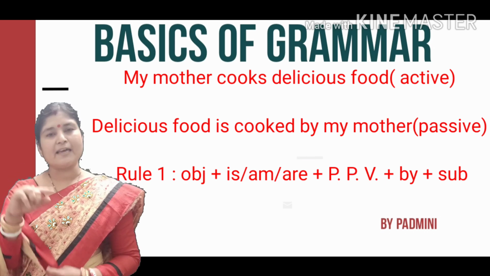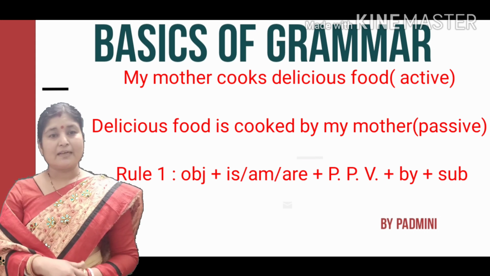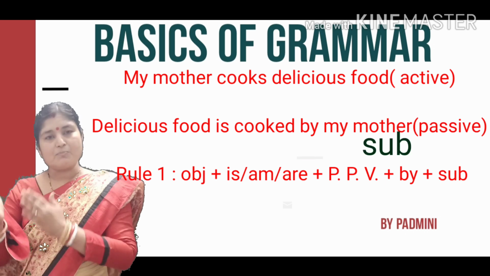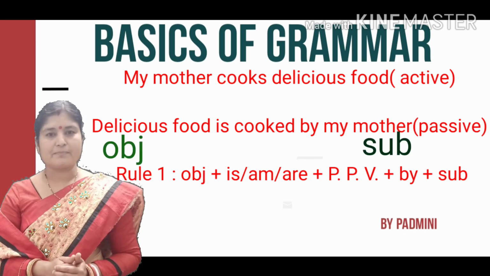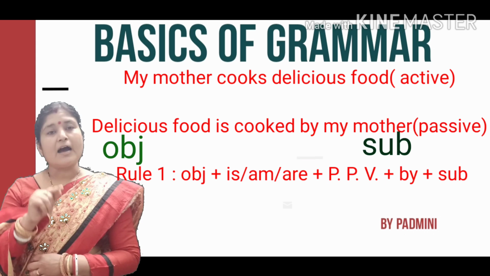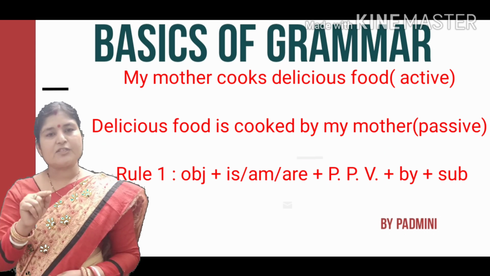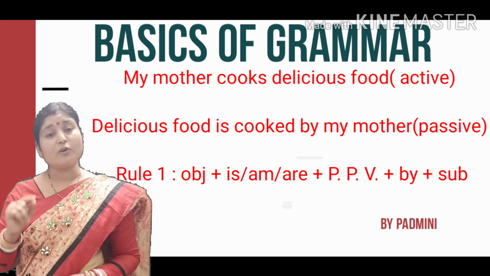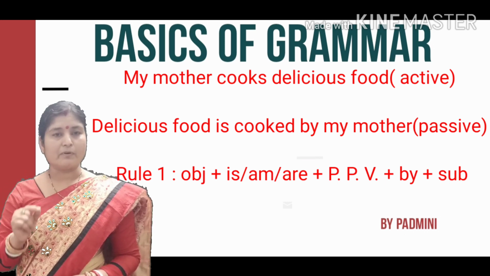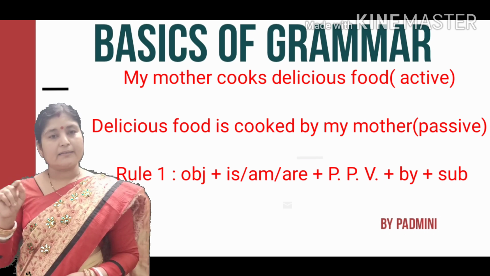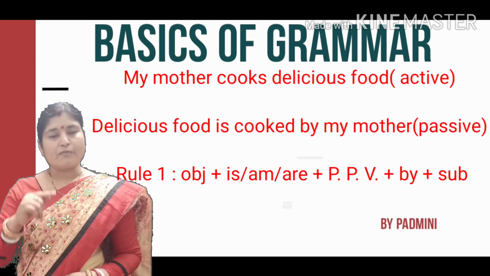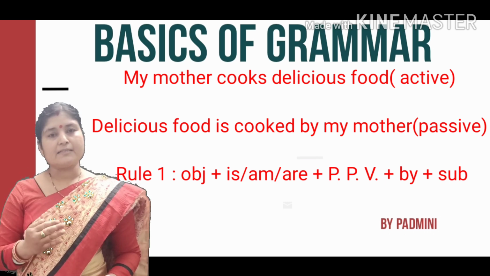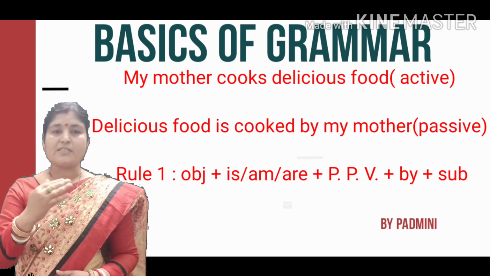So here we can say rule number 1. The subject becomes the object and the object takes the place of the subject. So rule number 1: object plus is or are plus past participle of the verb, or we can say the third form of the verb, plus by, then plus subject. Whenever we change active to passive, if the sentence is in simple present, we must follow this rule.